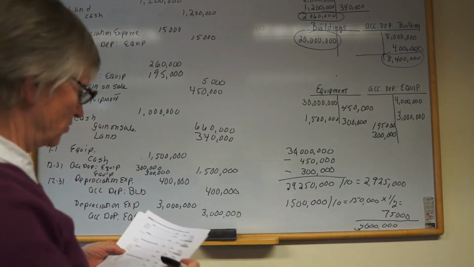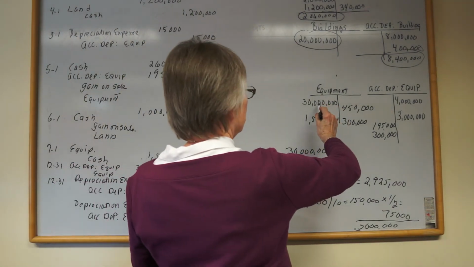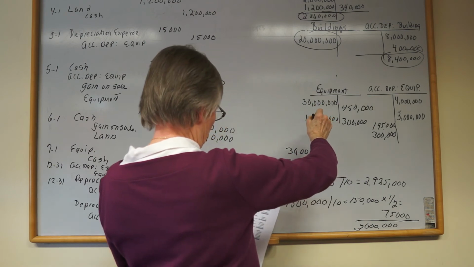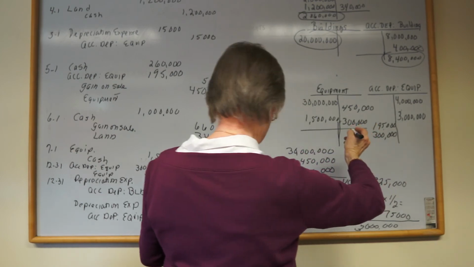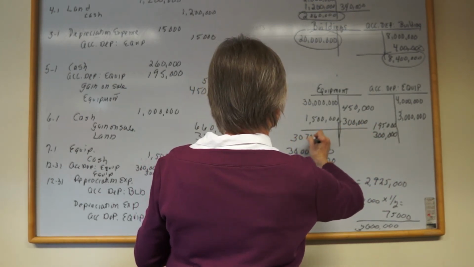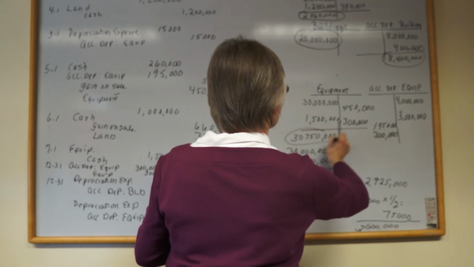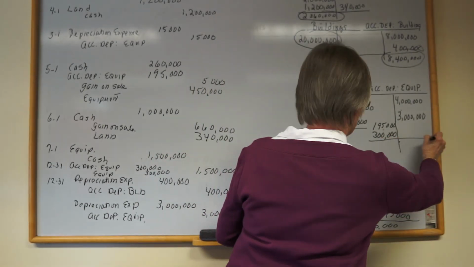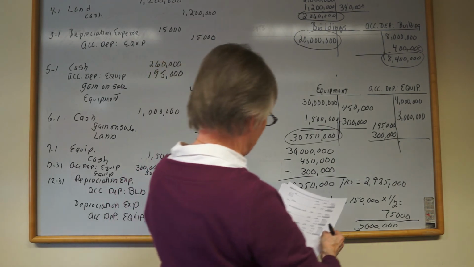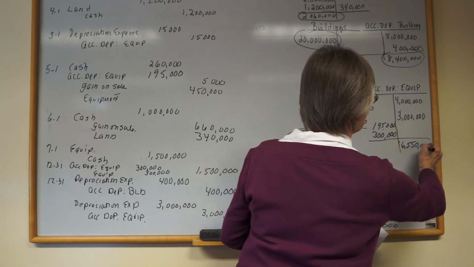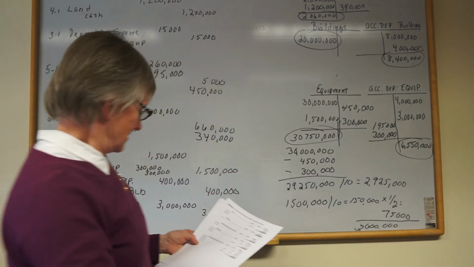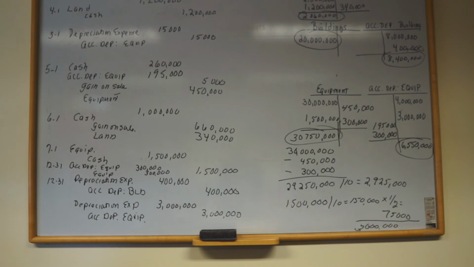Then we come down to our equipment. We started out with the 30 million, we purchased some, we sold some, and we end up with a balance in our equipment account of 30,750,000. Okay, and then when we do our accumulated depreciation account on the equipment, we end up with 6,550,000. Okay, and so with those numbers, you can prepare the property, plant, and equipment section in good format.